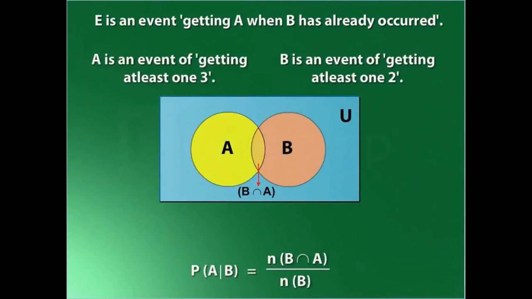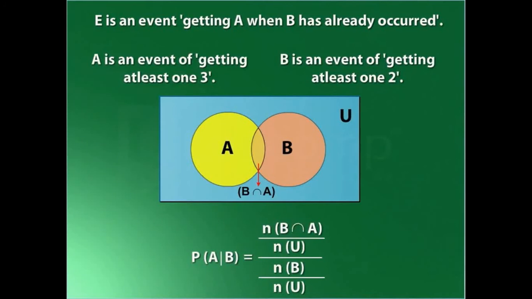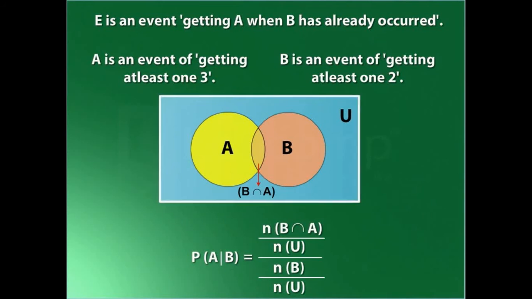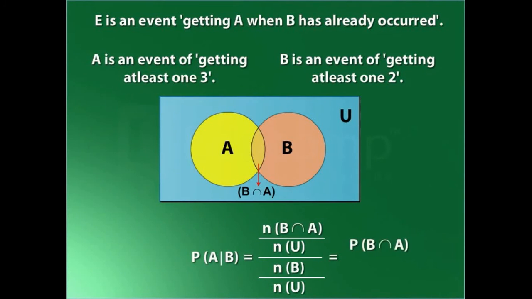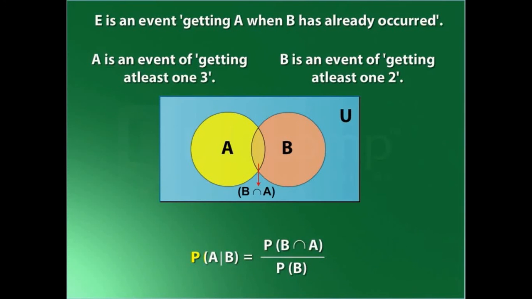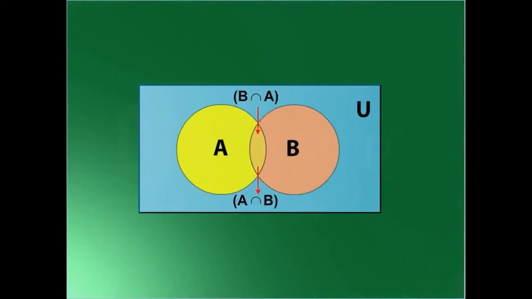Now, dividing the numerator and denominator by the number of elements in set U, you get the numerator as probability of B intersection A and the denominator as probability of B. Thus, probability of A when B has already occurred is equal to the probability of B intersection A upon probability of B. Since A intersection B and B intersection A represent the same set, probability of B intersection A is same as probability of A intersection B.